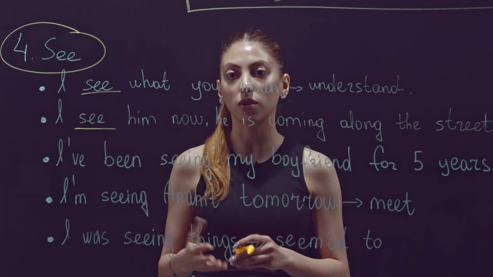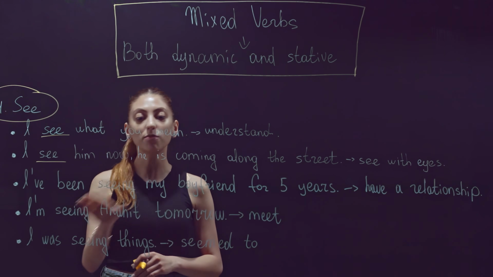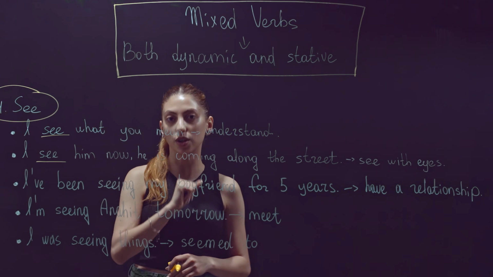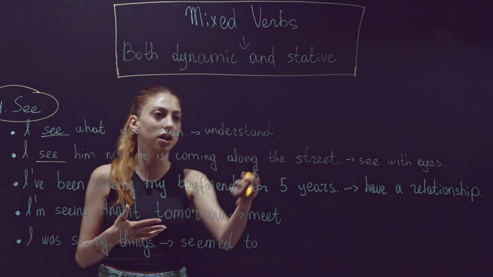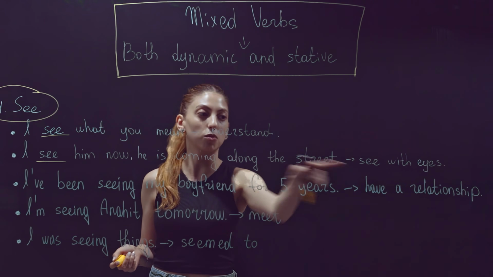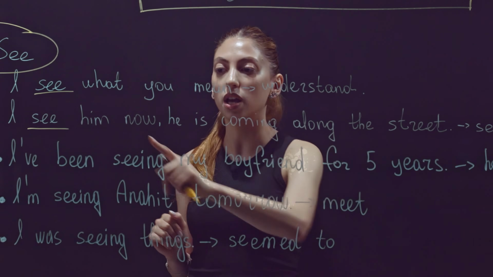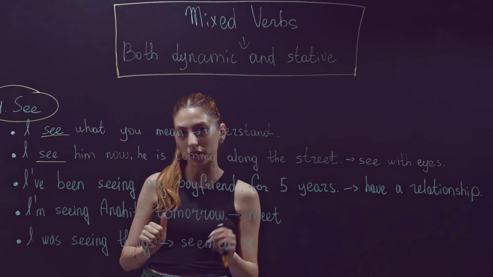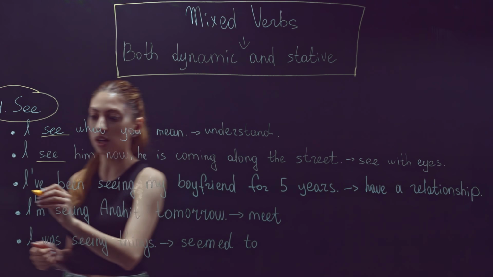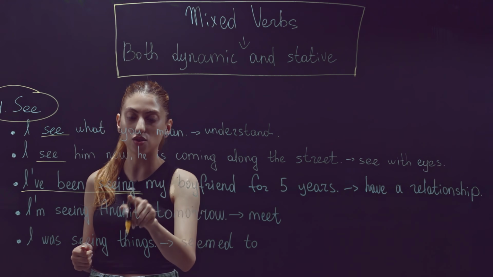Next one, the third example, and after the third example, we have two more examples where we use see as a dynamic verb. Let's have the first example. I have been seeing my boyfriend for 5 years. In that case, it doesn't mean I see him or I understand him. It will be I have a relationship with my boyfriend for about 5 years.